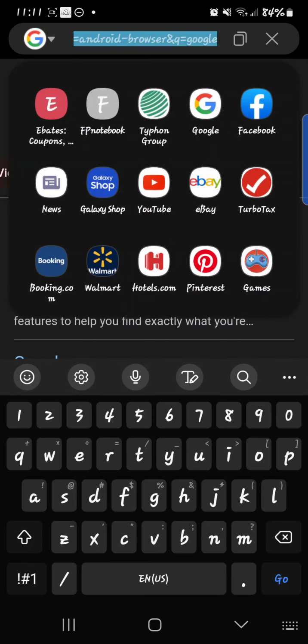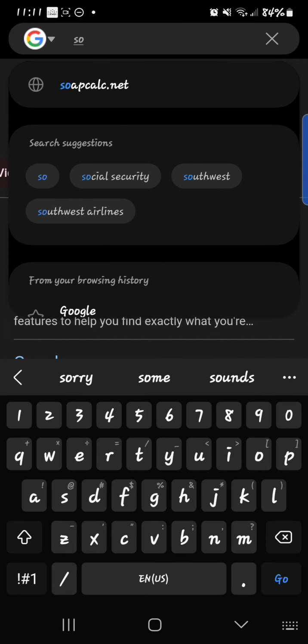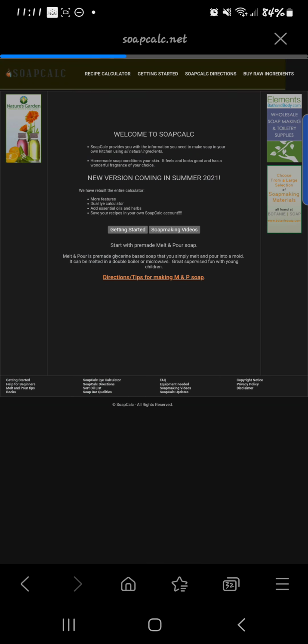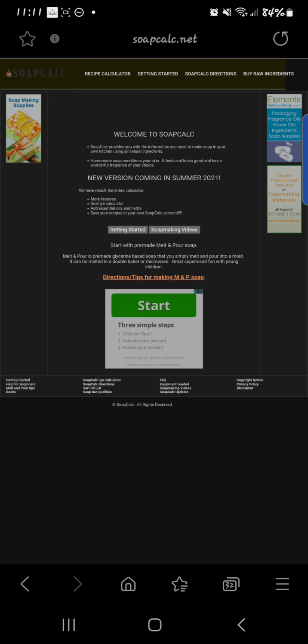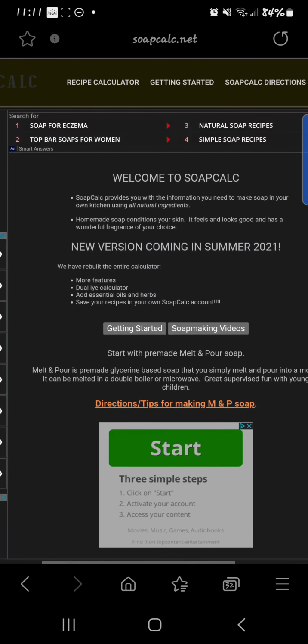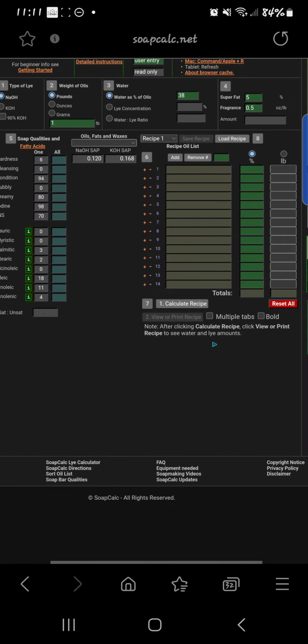So we're going to do a quick video on how to use the soap calculator. In the search bar, we want to type in SoapCalc.net. That's the soap calculator that we use. And in the top banner, you'll see that the first thing up there says recipe calculator. You'll go ahead and click that. Once you click that, they'll bring you to the calculator.